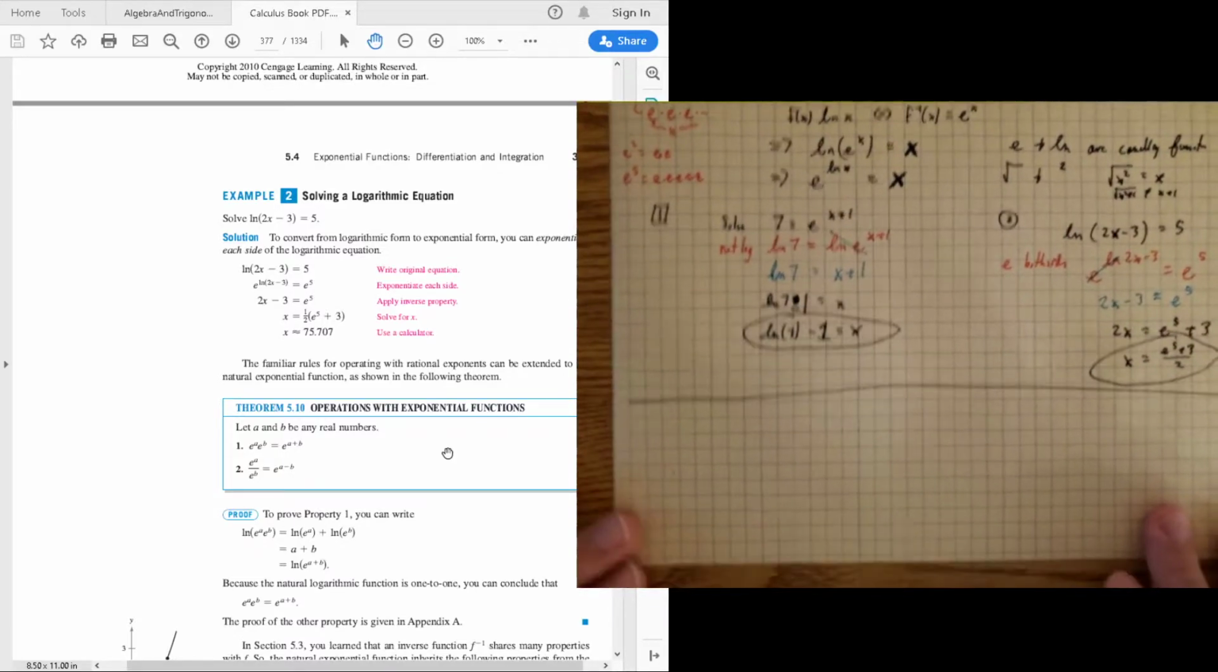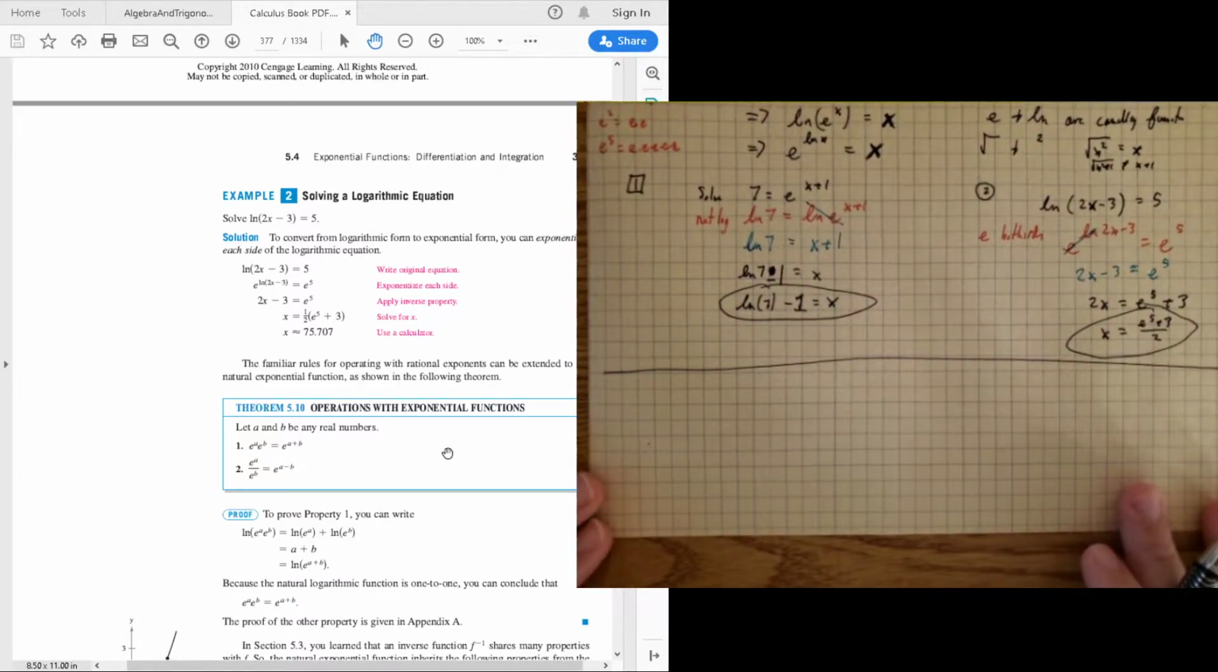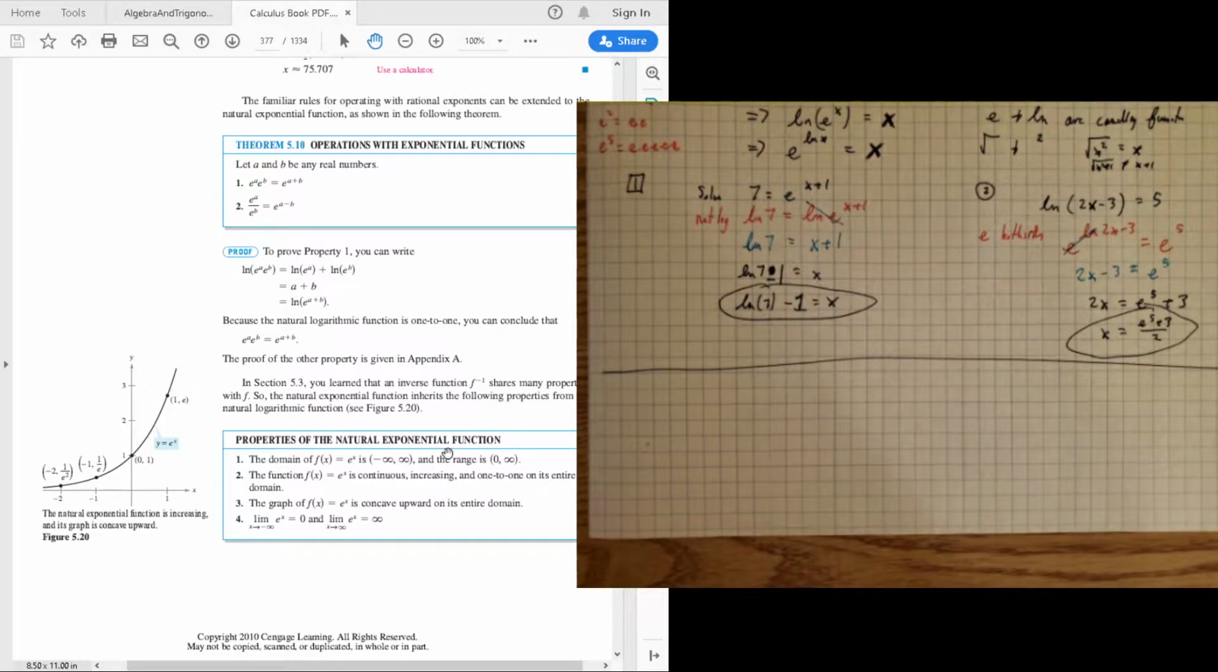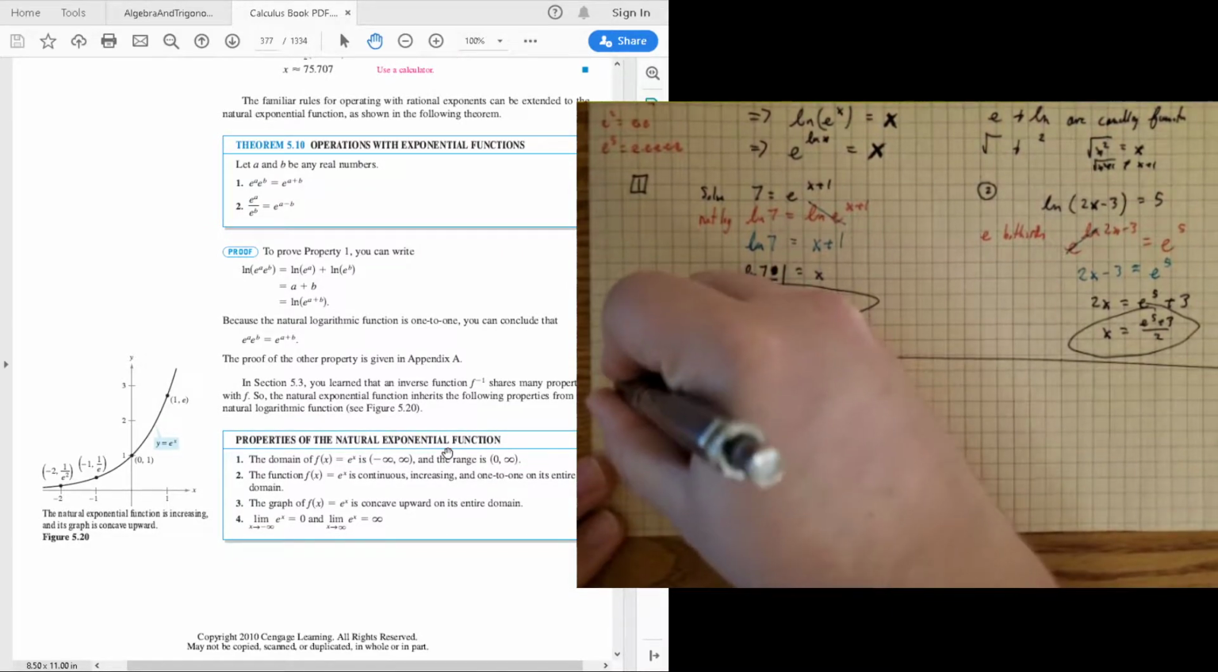Now let's get into the meat of today. How do we get this in terms of calculus? So let's talk about some algebraic properties and operations that e can do. Theorem 5.10.